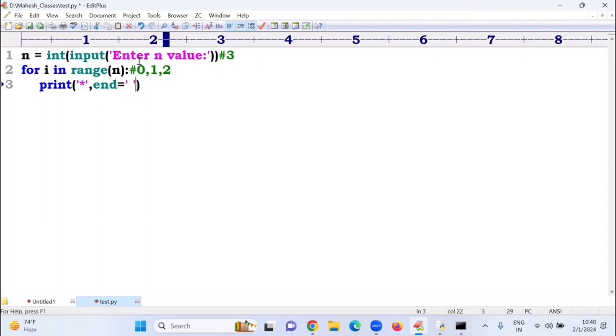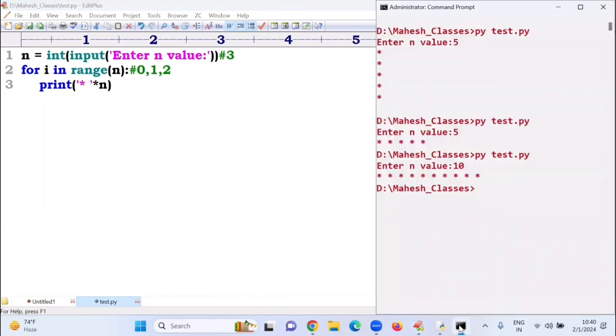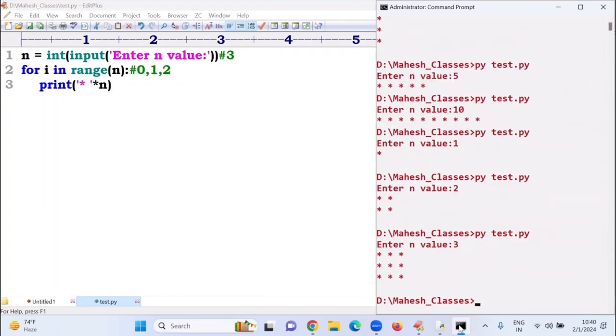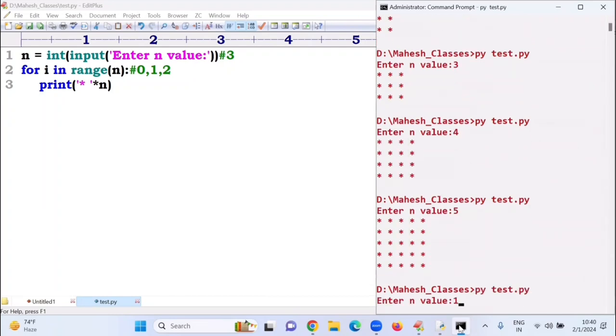Now, star. I'm given single quotes. What is the meaning of this? String. String with star means repetition operator. Star acts in two ways: multiplication, and second one is repetition. If both are integers, multiplication. What is the meaning of n? 3. So first row star will be printed 3 times. So loop is running 3 times. It will go to second, 3 stars. Next line 3 stars. So every row star will be 1 if I give only 1, 2 if I give 3, 4, 5, 10.